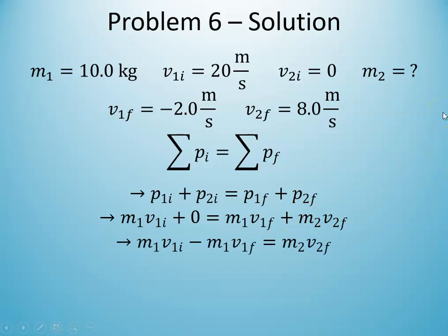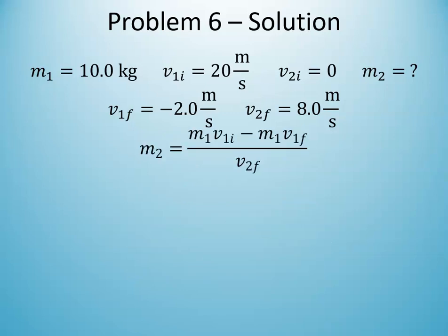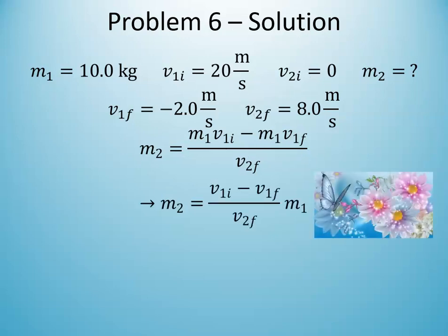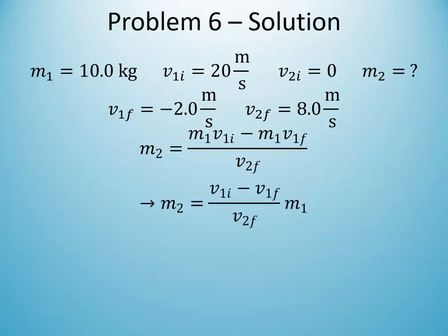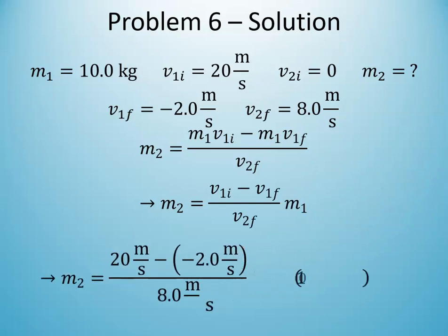But we're still looking for that unknown M2. So we rearrange, and we're solving for M2. There we go. So there's where we're at so far, and we're going to make this look nice and pretty. We're actually going to factor out an M1 so it looks a little prettier like that. Very, very pretty. And then we're going to plug in our numbers.